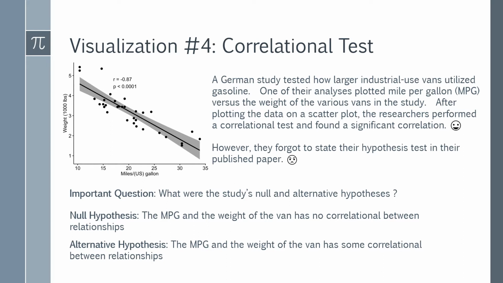Null hypothesis, that miles per gallon and the weight of the van has no correlation between relationships. Alternative hypothesis, the miles per gallon and the weight of the van has some correlation between relationships. Based on a scatter plot, there are some relationships and the null hypothesis can be rejected.